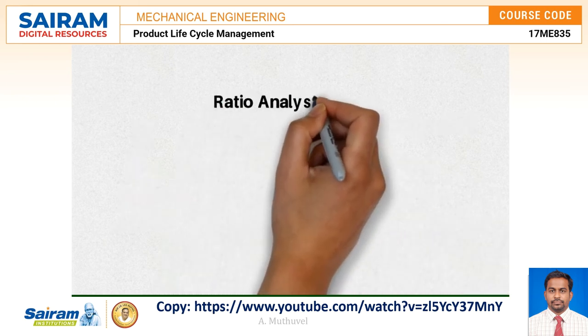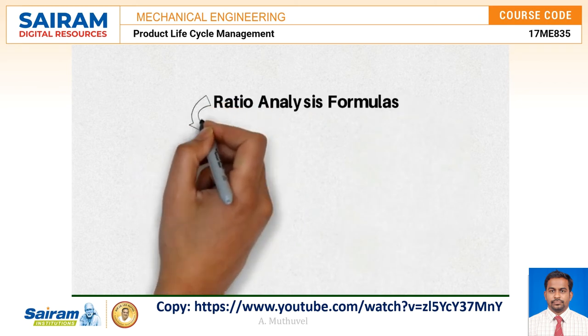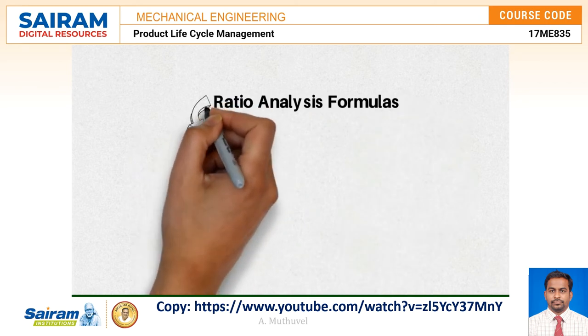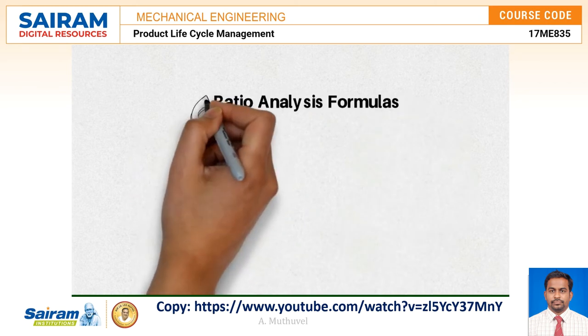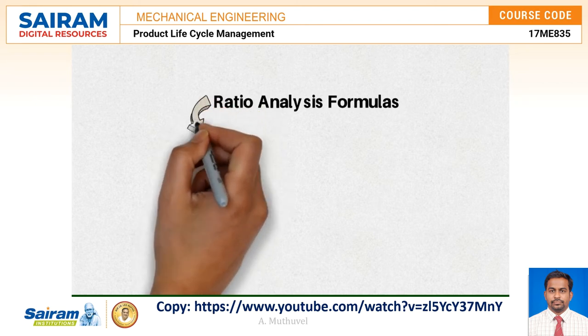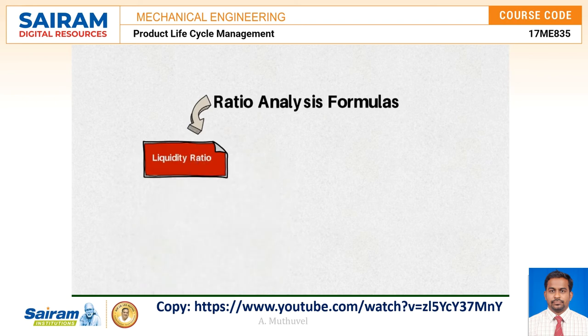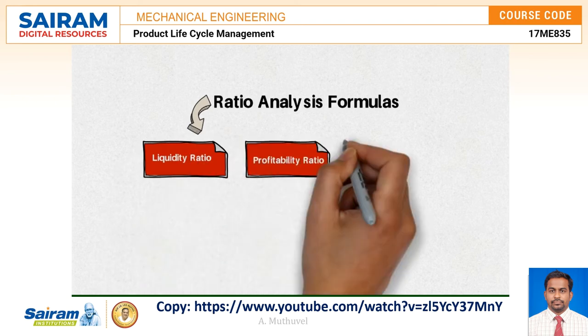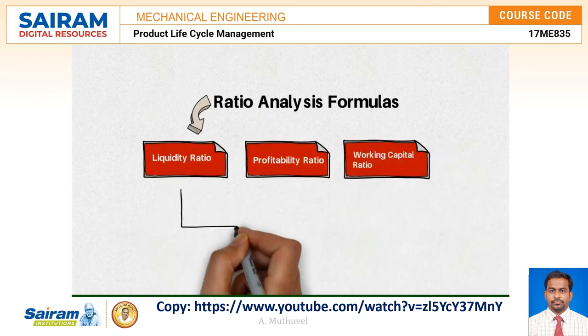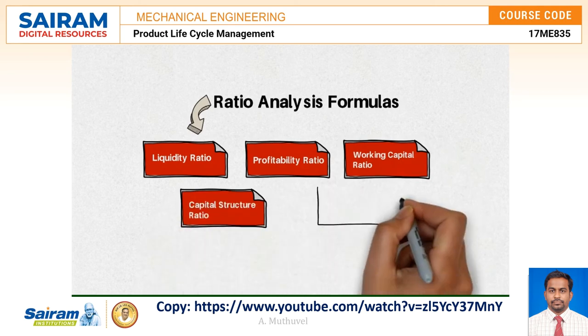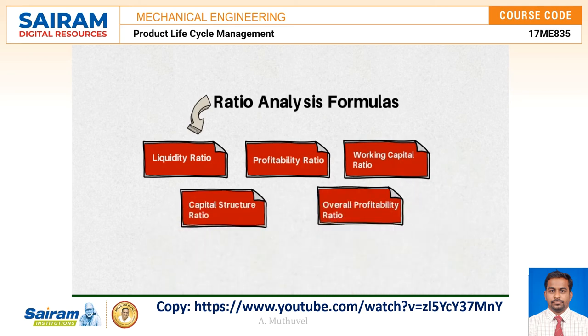Ratio analysis formulas. To compare and analyze the information recorded in the financial statements, certain formulas are used. Let's have a look at them. Liquidity ratio. Profitability ratio. Working capital ratio. Capital structure ratio. Overall profitability ratio.